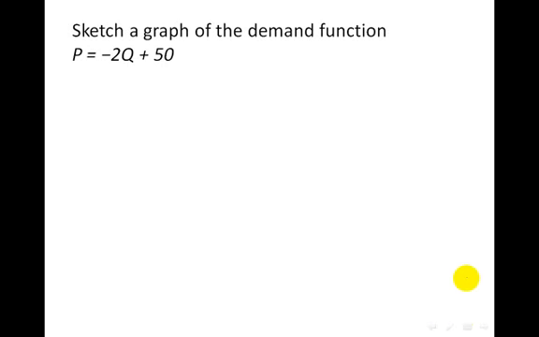Okay, let's say that you have a function saying that P equals negative 2Q plus 50. Here P stands for price and Q stands for quantity. In a demand curve, the coefficient of the quantity is always negative. So if you have P equals negative 2Q plus 50, you know here that the slope will be negative.